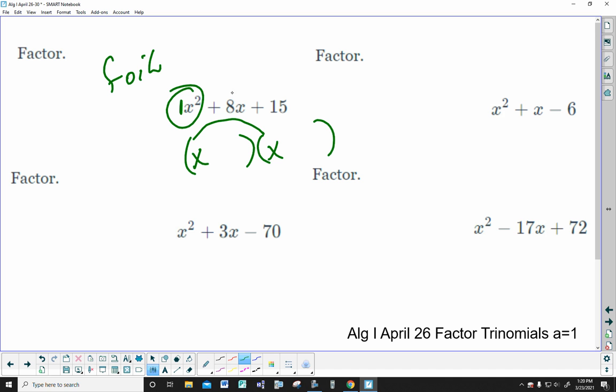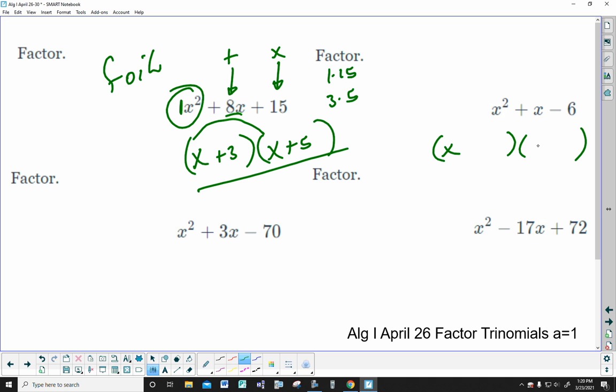Okay? Now you're asking, what adds to 8 and multiplies to 15? 1 and 15, there's no way they're adding to 8. 3 and 5. They multiply to 15, but add to 8. There we go. That's your answer. You know you need an x and an x. Okay? Before you even start, you know that's going to be true. Now, what adds to 1 and multiplies to negative 6? 1 and 6, with one of them being positive and the other one being negative, or 2 and 3.